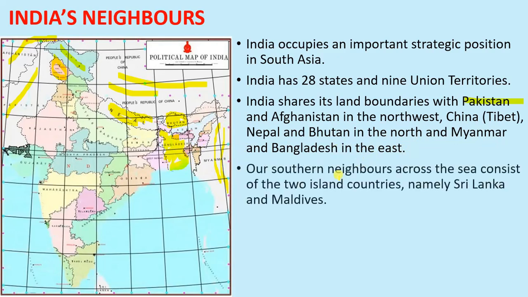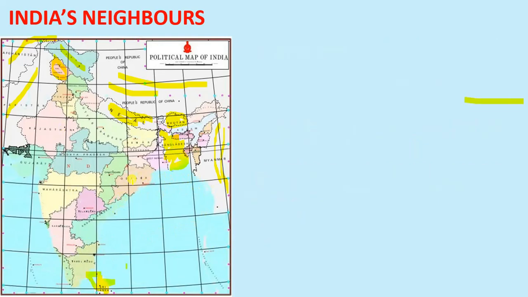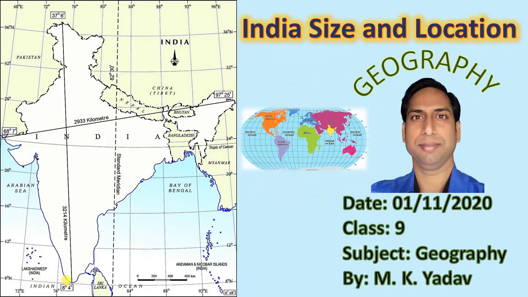In the south, our neighbors across the sea consist of two island countries, namely Sri Lanka. Sri Lanka is downside here, you can see. Maldives is a little bit downside here in this map. It is not clearly visible, so the Maldives country is there. In the previous map also, Maldives is not visible clearly.